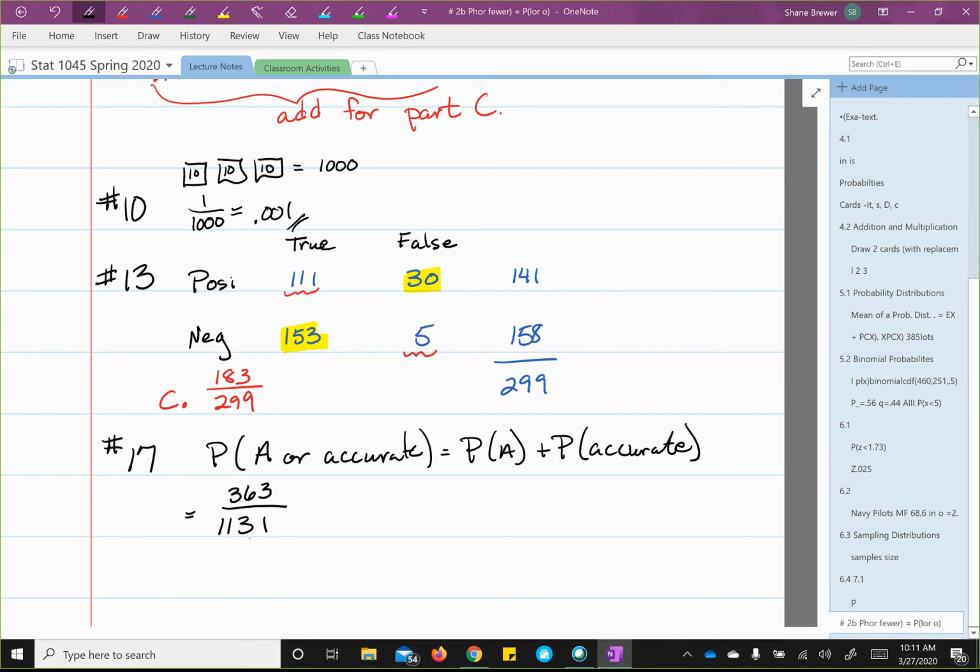Okay. Now that's this. Yep, that's correct. We just added up the A orders, because that's all we cared about. We weren't worried about accuracy. We just wanted to know what if we get one from A. So 363 over that. Now the next question is what's the probability of getting an accurate order? And so now we just need to add up all of the accurates.